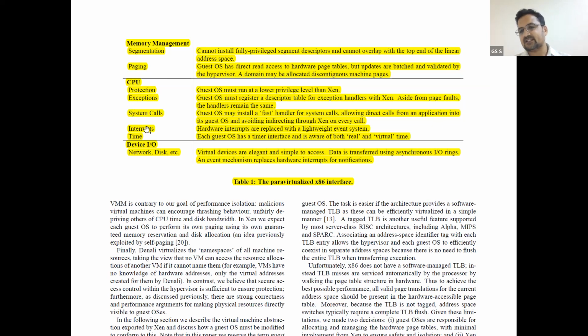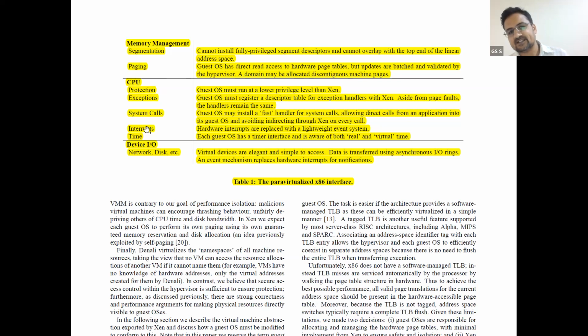Intel said we will create a ring 0 dash, and any VM which wants to run in fully privileged mode can run in ring 0 dash, not in ring 0, and then they can go forward. But this paper is of 2003. Remember, there was no ring 0 dash.